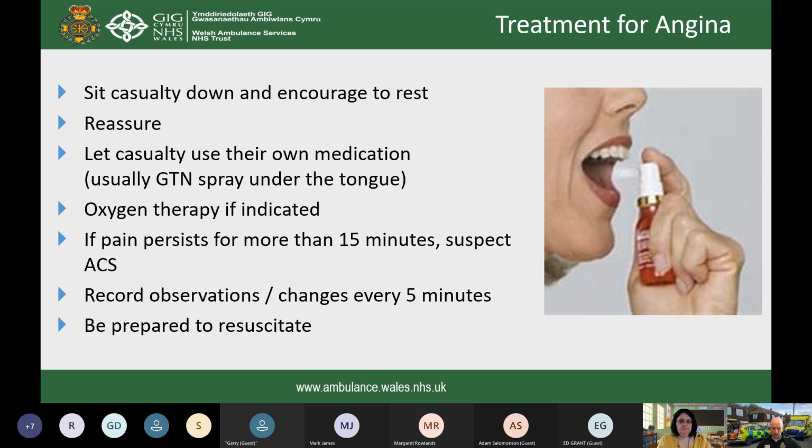Cool. Everyone happy with stable angina? Good. Oh, yeah, record observations, prepare to resus if you're expecting it to be ACS. If it's just normal angina and it's getting better, please don't put a defib on and get defibs out, because that's not going to be very reassuring to that patient. But if you're considering it as ACS, then we should be prepared.